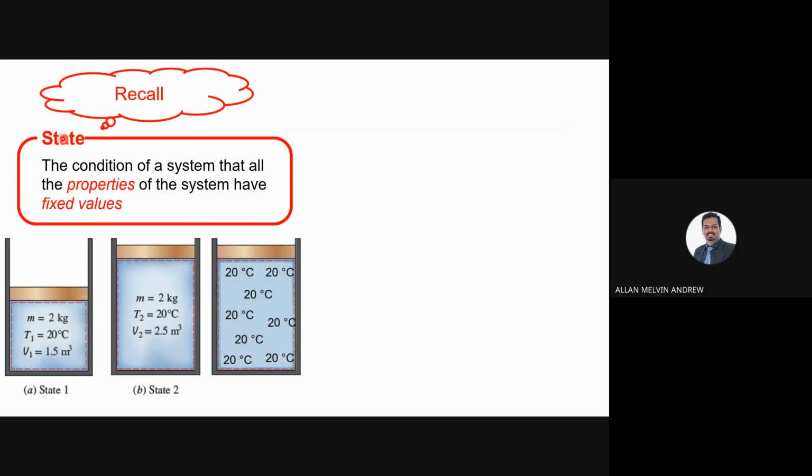A state is the condition of a system in which all properties of the system have fixed values. The first state, as we have seen earlier, has mass equal to 2 kilograms, temperature of 20 degrees Celsius, and volume 1 equal to 1.5. After the change in volume, this is the second state. Every time these values are changing, you will have a different state.